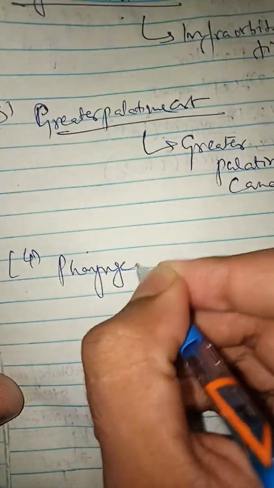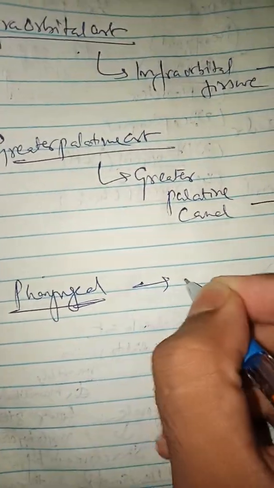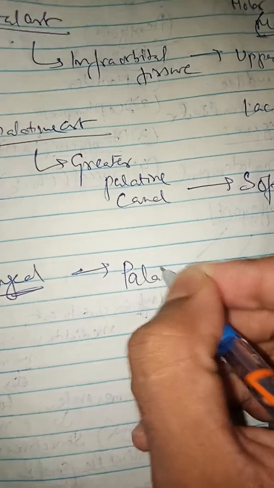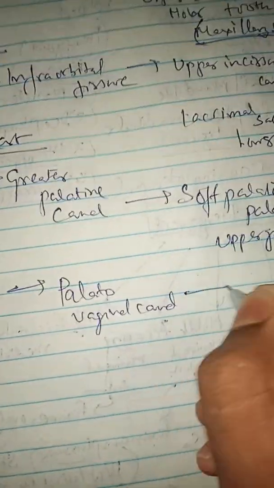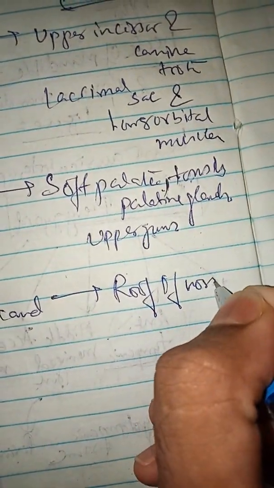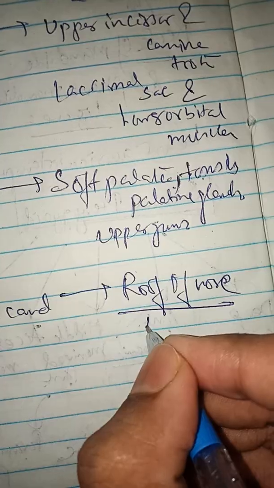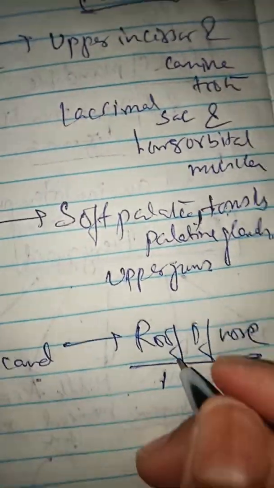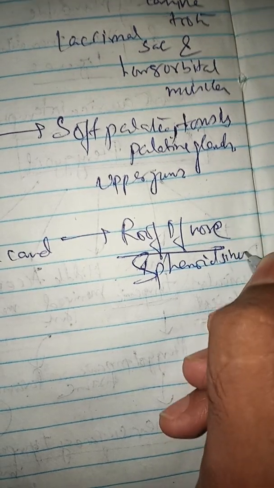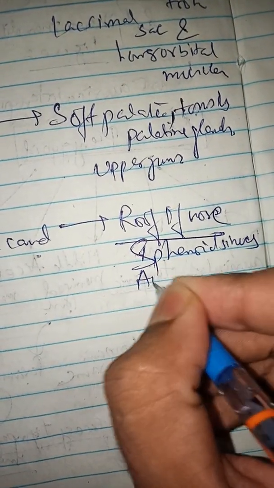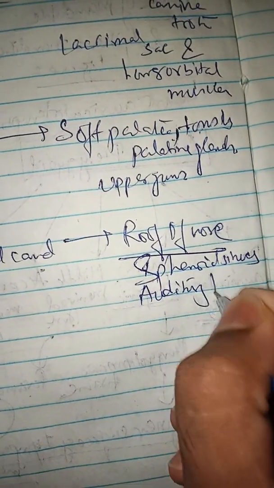Now fourth is the pharyngeal branch, which passes through the palatovaginal canal. It will supply the roof of the nose, that is the ethmoid part, the sphenoid sinus, and the auditory tube, that is the pharyngotympanic tube.